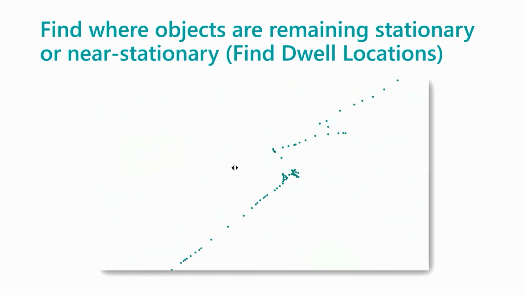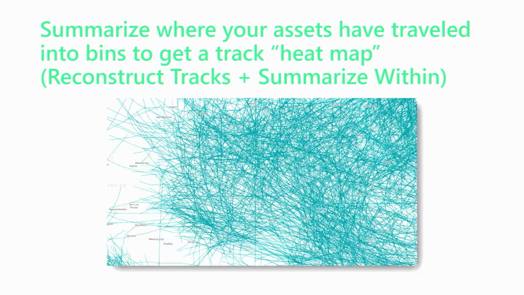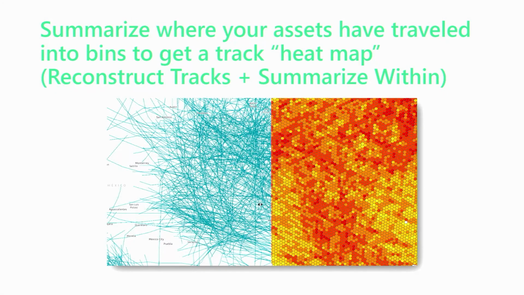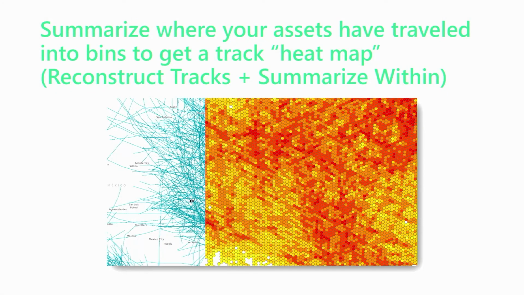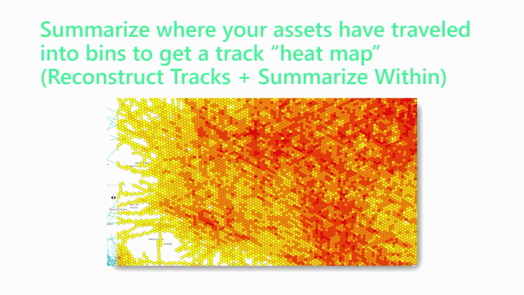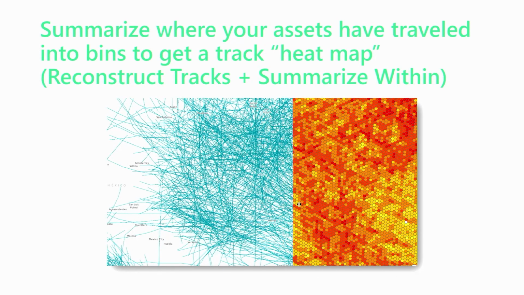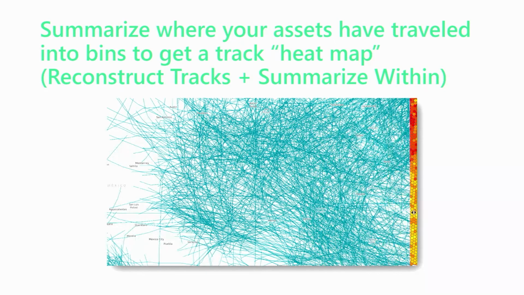It's always going to be part of a workflow that you're integrating. So for example, this one that's really popular is putting Reconstruct Tracks and Summarize Within together to create a heat map of tracks. It's very obvious on the left where you can see that the tracks have traveled in certain areas. You could always just aggregate your points, but you won't actually see where the track has traveled. So there's real value in reconstructing into a track first to understand where there's actually the highest occurrences.